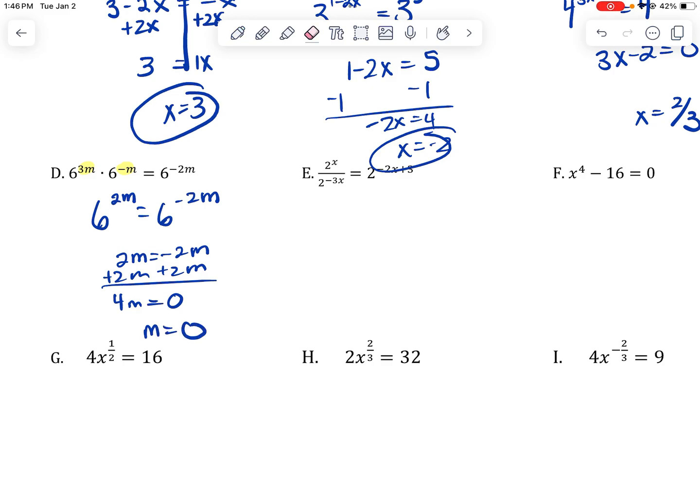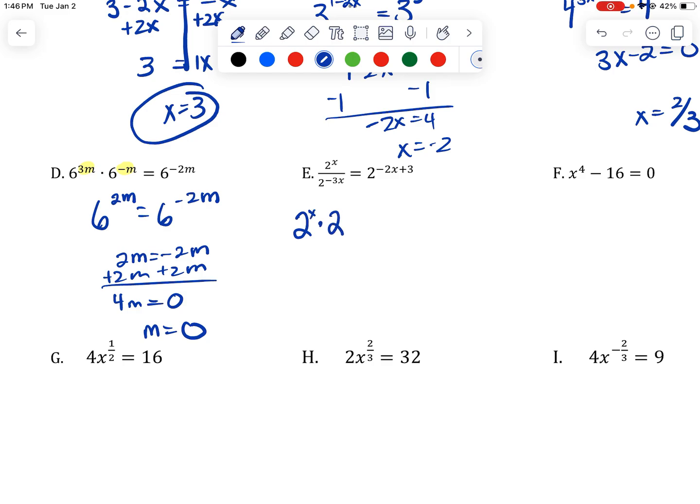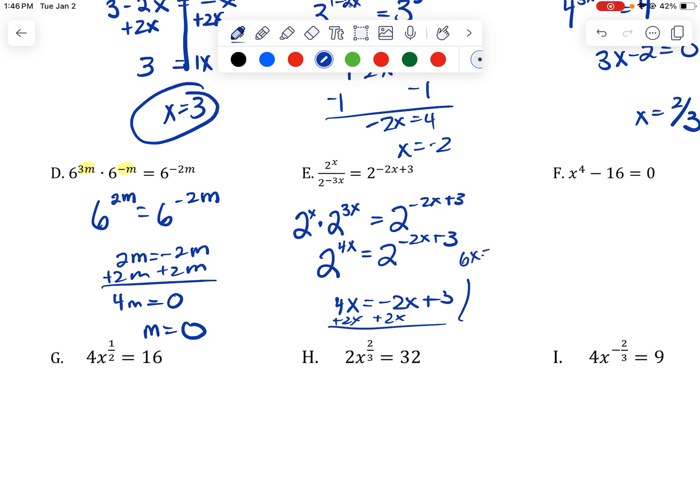Now what about this next one? Again, this is a negative exponent, so let's flip it up and we'll make it positive. So 2 to the 3x, 2 to the negative 2x plus 3. And again, we add our exponents. So this is 2 to the 4x equals 2 to the negative 2x plus 3. So our bases are the same. So 4x equals negative 2x plus 3, plus 2x. So 6x equals 3. So x is equal to 3 over 6, or 1/2.